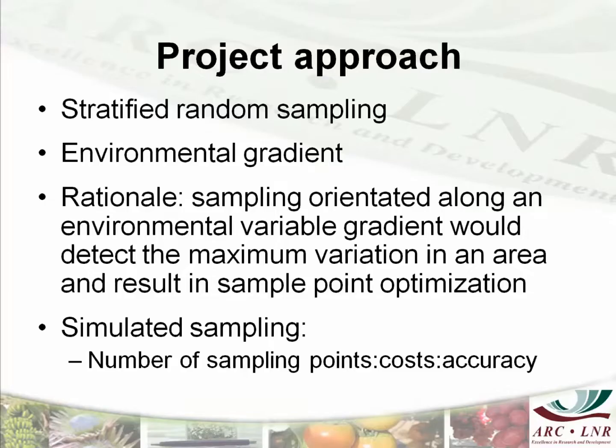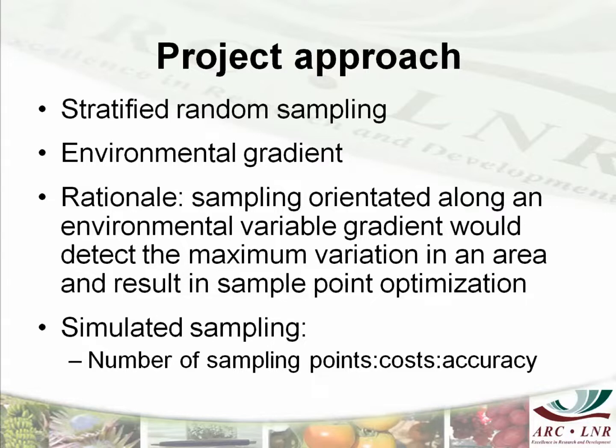Our approach was therefore one of stratified sampling design. Using an environmental gradient, we determined what environmental aspects contributed the most to species occurrence. And the rationale was that if you sample along an environmental gradient, you will detect the maximum variation, in this case in terms of invasive alien plants, and you will minimize your sample points as well as optimize the results.